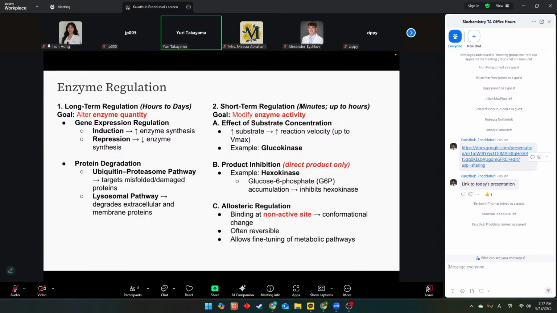Next one, allosteric regulation, is another big one. The effector binds at a site other than the active site, and it changes enzyme shape and activity. This allows fine tuning of metabolism in real time. Next.